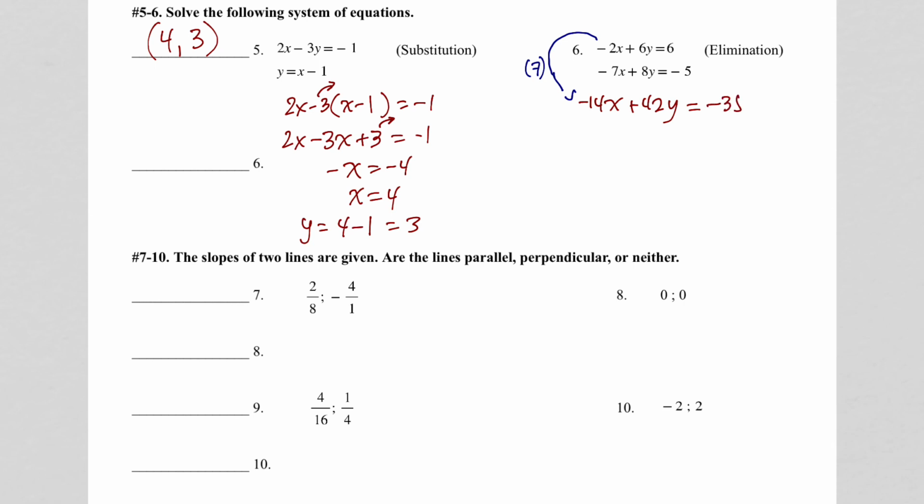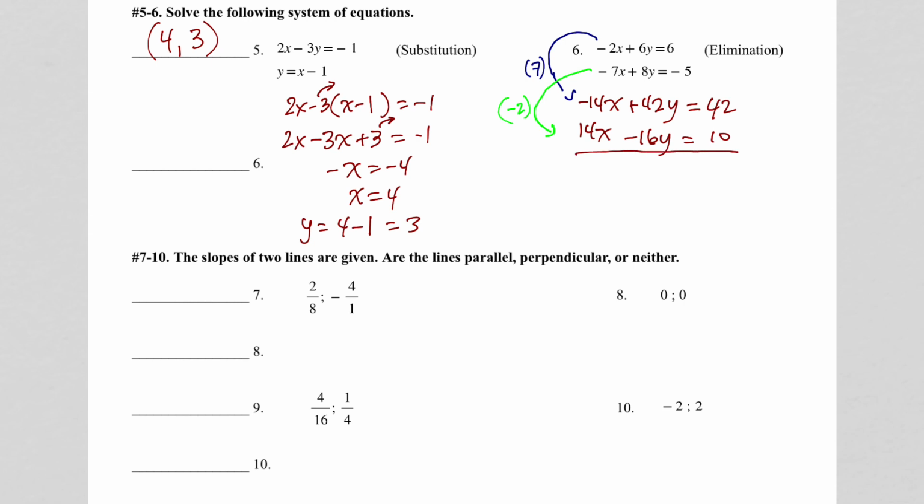negative 35. I'm multiplying 7 by 6, and I get 42. Okay. All right. And then I'm going to multiply this bottom equation by, I want to get to a positive 14, so I'm going to multiply by negative 2. When I multiply that by negative 2, I'll get positive 14x minus 16y equals positive 10.